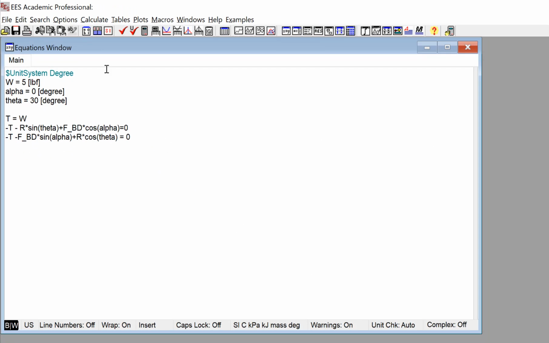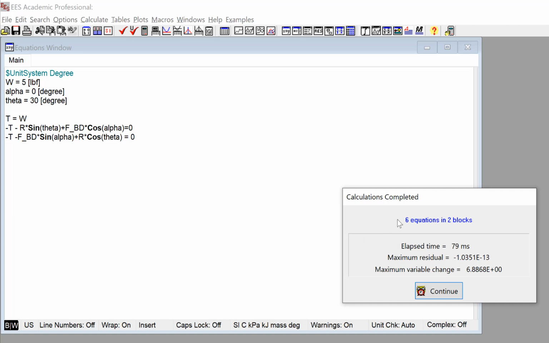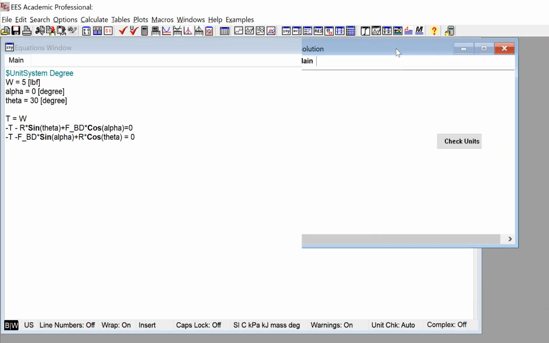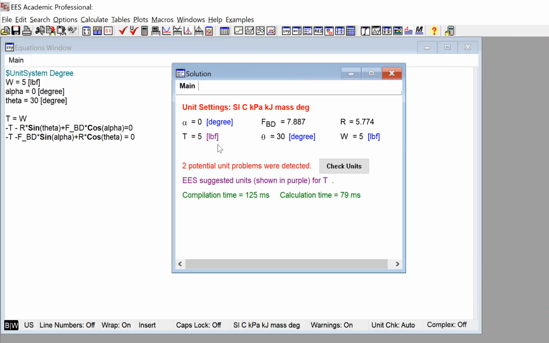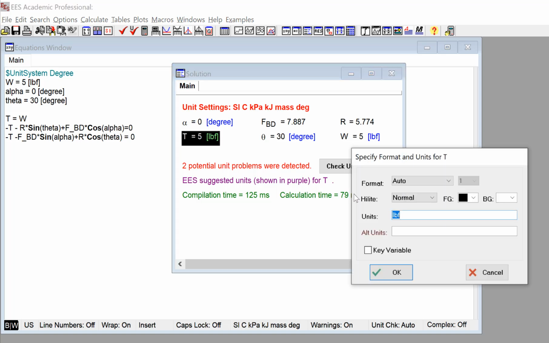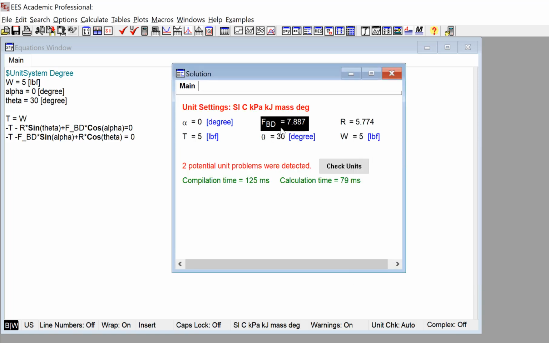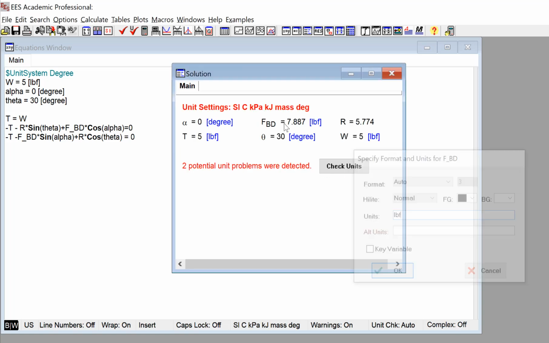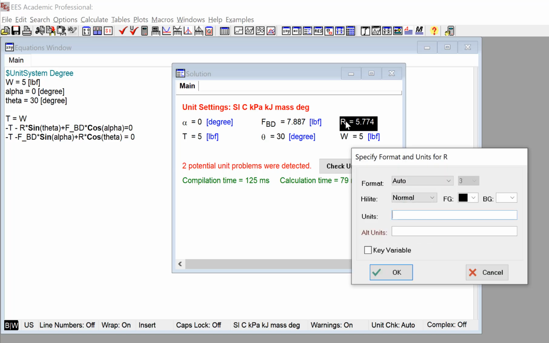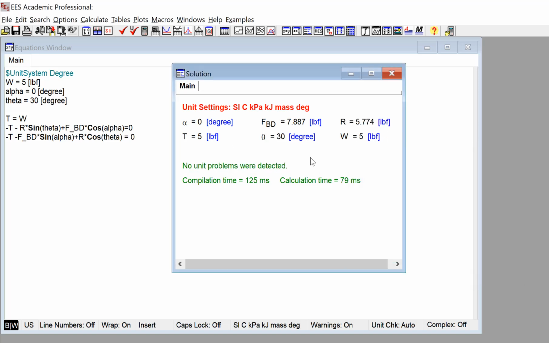And if we solve, so Calculate, Solve, or F2, here's my solutions window, and yeah, I have a solution here. I probably should set the units, so that's pound force. This is a force in pounds force, and this is another force in pounds force. So there's no unit issues, and what I find is for these conditions, here are my two unknown reaction forces.